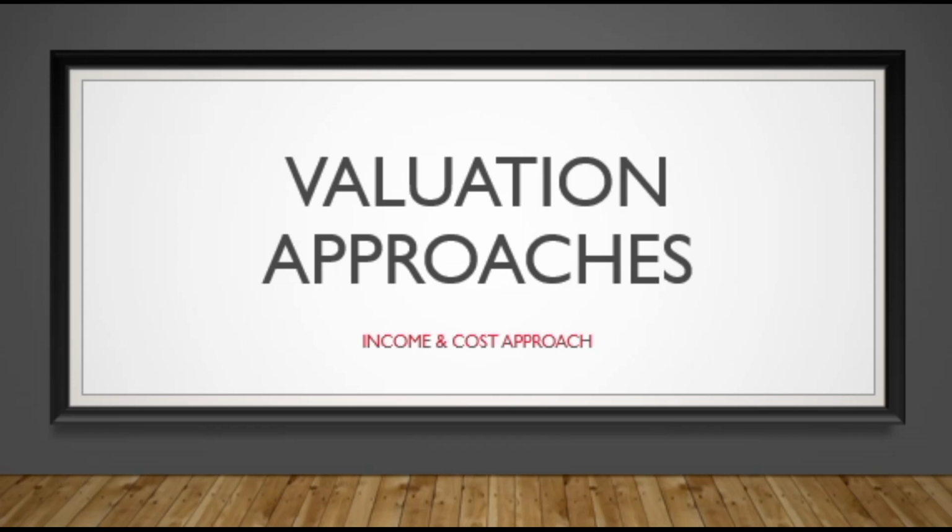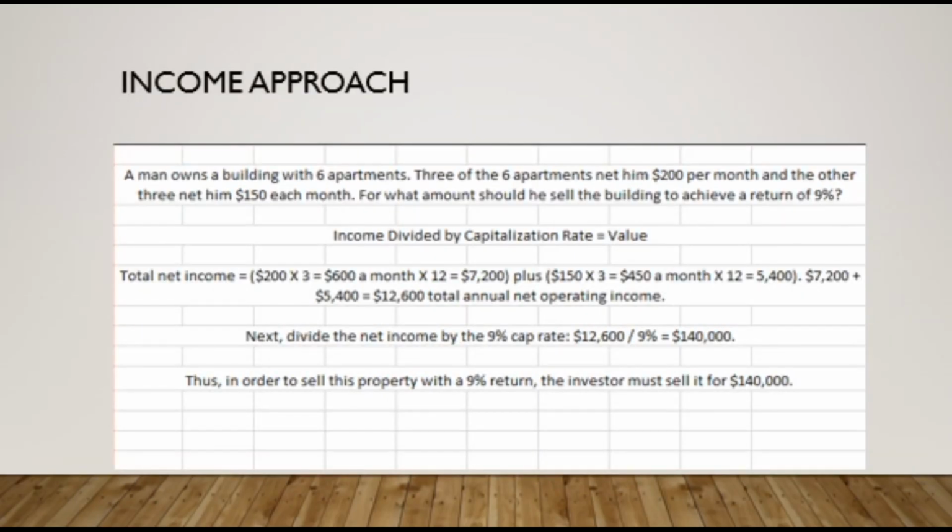Next, I'm going to be covering valuation approaches, the income and cost approach. He owns a building with 6 apartments. 3 of the 6 apartments net him $200 per month, and the other 3 net him $150 per month. For what amount should he sell the building to achieve a return of 9%? So the income divided by the capitalization rate equals the value.